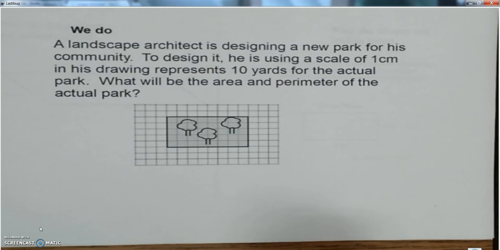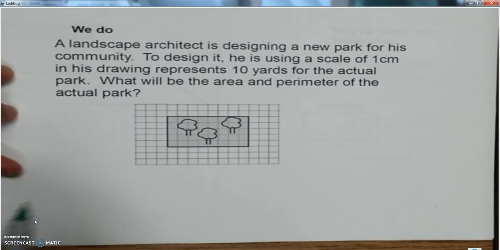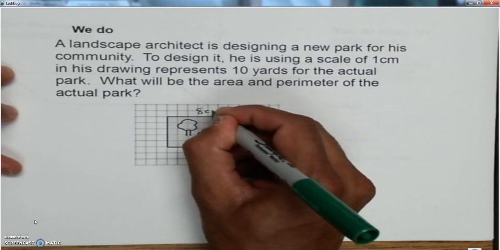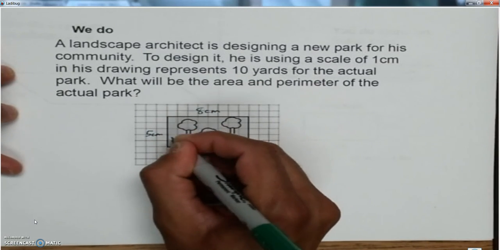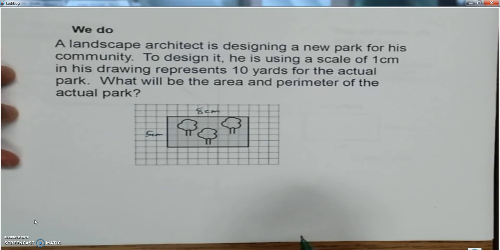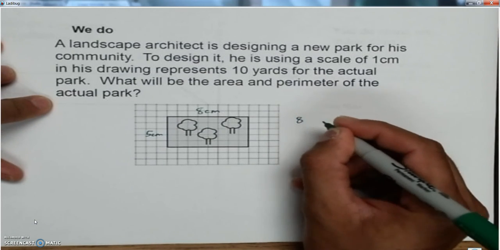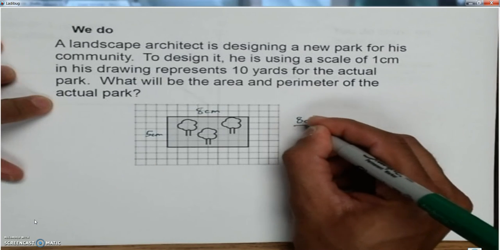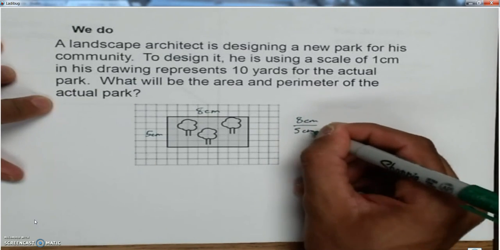So notice they don't even ask. Yesterday I asked you the dimensions. Today I don't even ask you the dimensions. I just go straight to the area and perimeter for the real park. So the drawing of this park was 8 centimeters this way and 5 centimeters this way, if you count the line segments on the graph paper. And so we had a length of 8 centimeters and a width of 5 centimeters.